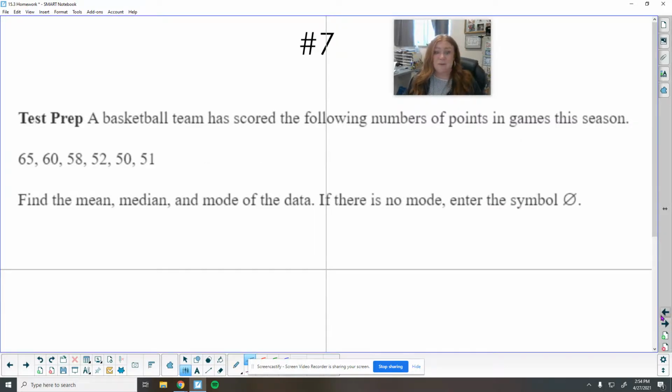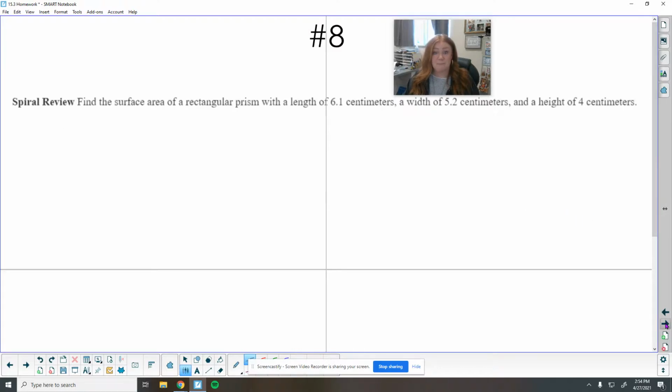A basketball team has scored the following numbers this season. We need to find the mean, which means add them up, divide by 6 since there's 6 games. The median needs you to put them in order from least to greatest, then find the middle. Since there's 6 of them, I am going to have to add the middle 2 and divide by 2. And then the mode, is there a score that happened more often than others? If no, put that no symbol for no mode.